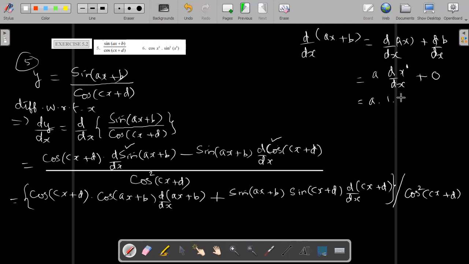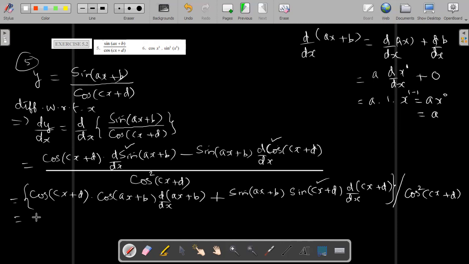D by dx of x is 1. We can use the formula x to the power n minus 1: 1 minus 1 is 0, so x to the power 0 is equal to 1, so the result is a. Or you can say dx is always cancelling, so d by dx of x is always 1. You can remember it directly also. So we get only a here, and here we get only c. That is the final result.